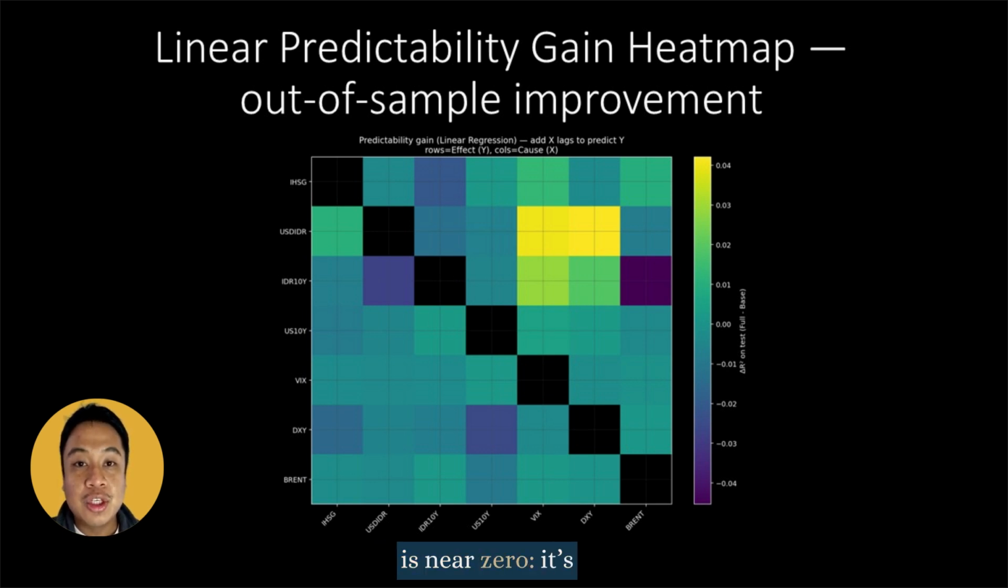If a cell is near zero, it's not useful. If it's negative, adding that variable makes you worse. Classic overfit or unstable relationship. If it's positive and meaningful, now we're talking about a feature worth using.